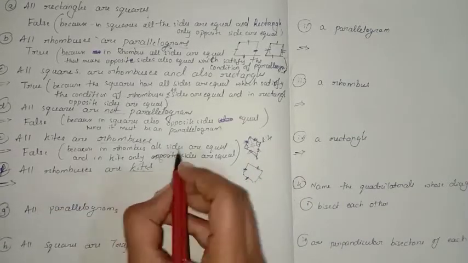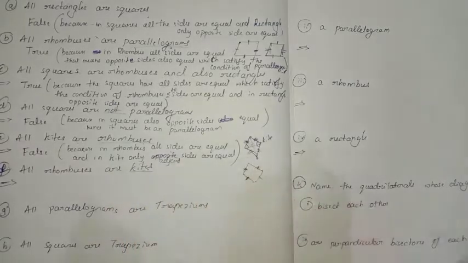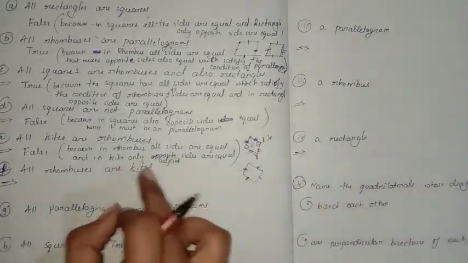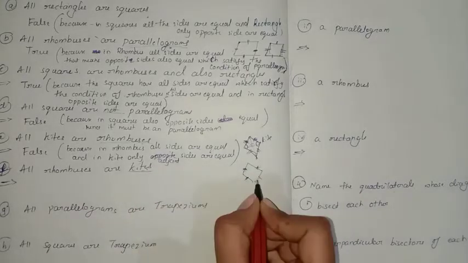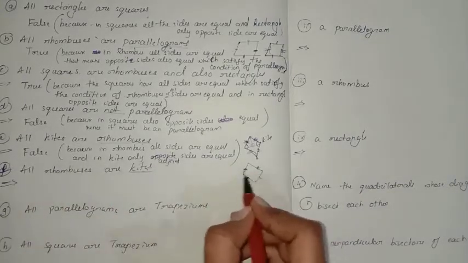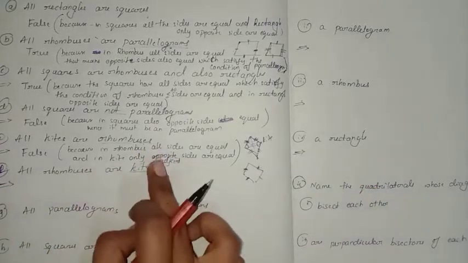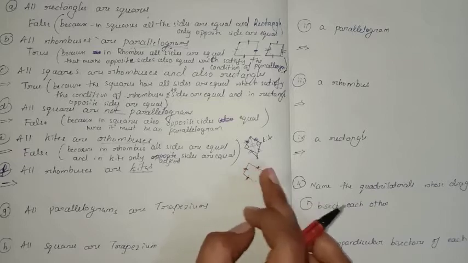We'll make it: in kite, adjacent sides are equal to each other. Now in rhombus all the sides are equal, whereas in kites only adjacent sides are equal. Now check in rhombuses whether the adjacent sides are equal or not. In kites, check whether adjacent angles are equal or not.